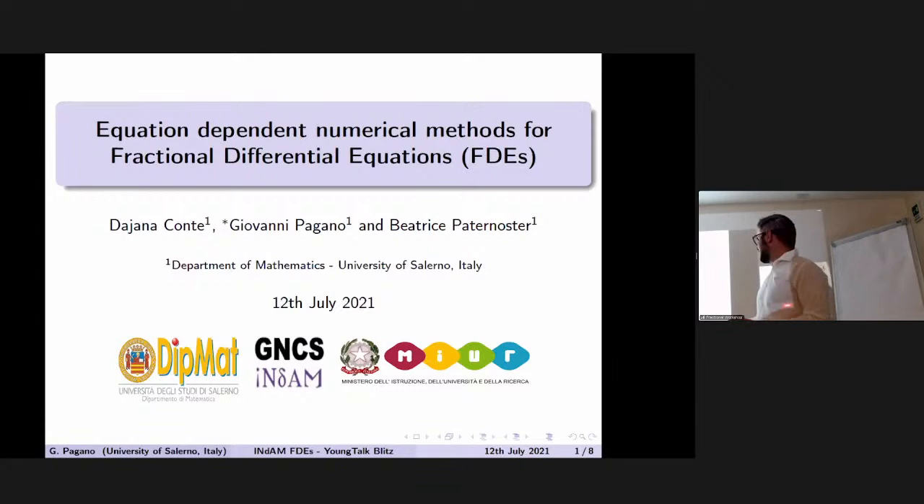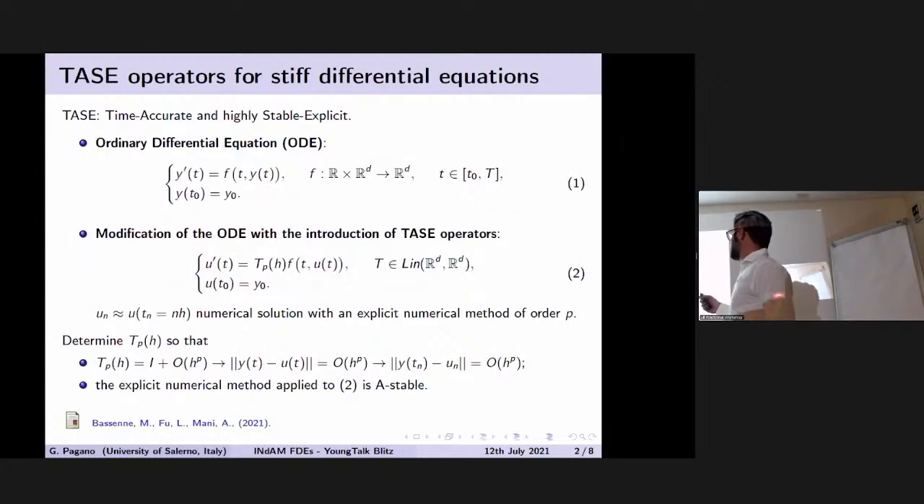Good afternoon, everybody. I am Giovanni Pagano, a first-year PhD student at the University of Salerno. In this talk, I will present an ongoing project with my research group in Salerno, Professors Conte and Paternoster. The title of this talk is Equation-Dependent Numerical Methods for Fractional Differential Equations. Our talk is based on Taylor operators. These operators can be used to improve the stability properties of an explicit numerical method we can use to solve the first problem, the classic ordinary differential equation.